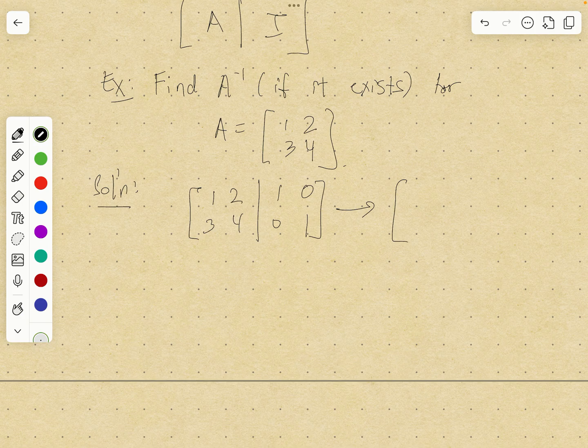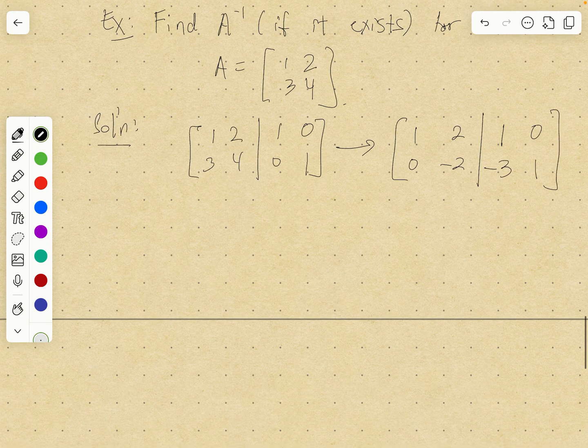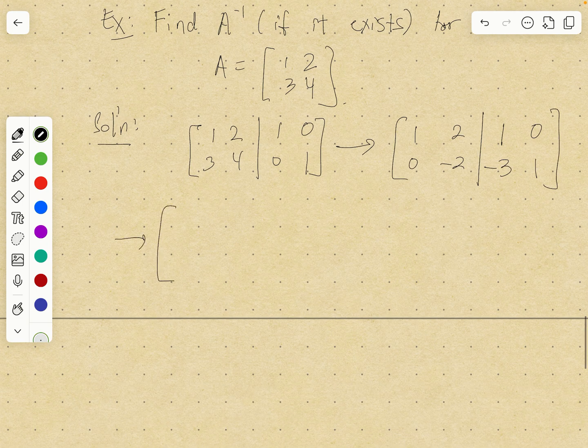So we already did this. We change row 2 to row 2 minus 3 row 1, and that gives you, I'm just going to write down what we get because I'm assuming we all know how to do this. You get this, and then you divide row 2 by -2, so you're going to get this. And then finally, the last step is row 1 minus 2 row 2.